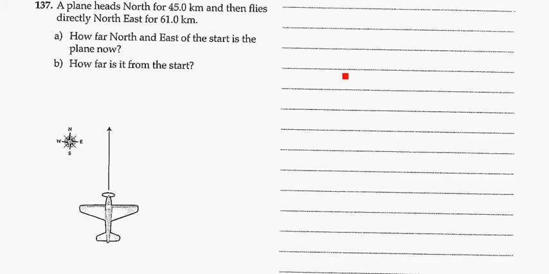Okay, then we're on page 190, number 137. A plane is heading north for 45 kilometres, then it flies northeast, which of course will be out this way at 45 degrees. Just add some extra lines in here, might be helpful. And it heads that way for 61 kilometres. And the question says, how far north and east of the start is the plane now?